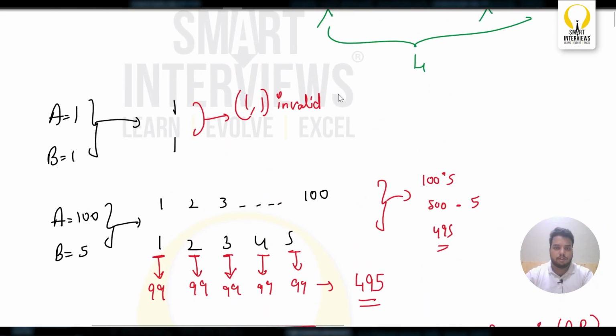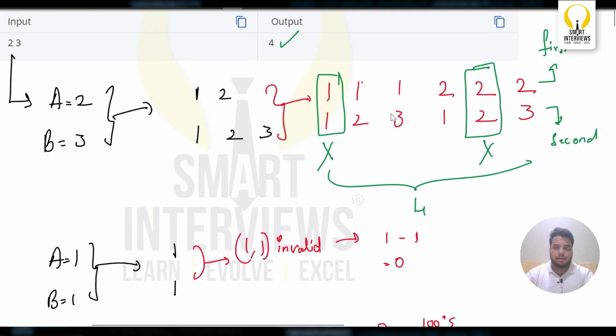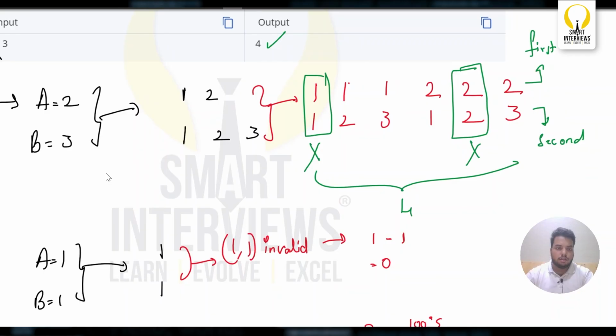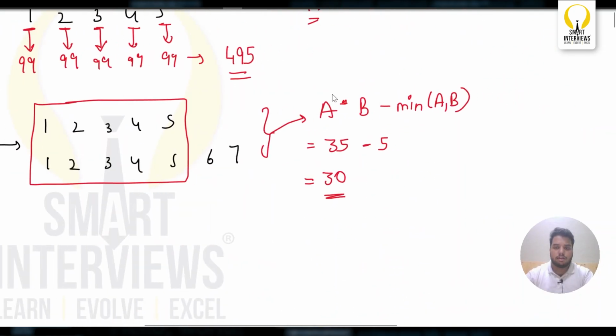And the same follows here. 1 into 1, which is 1, minus minimum 1, gives 0. And the same follows here. 2 into 3 is 6, 6 minus the minimum 2, output comes out to be 4. So hence this comes out to be our logic.